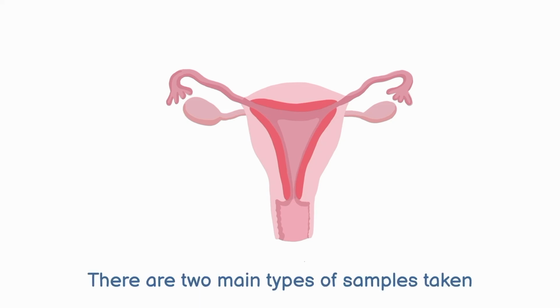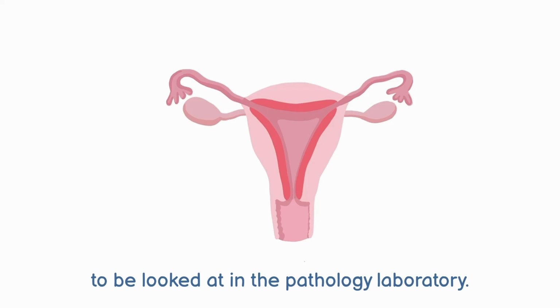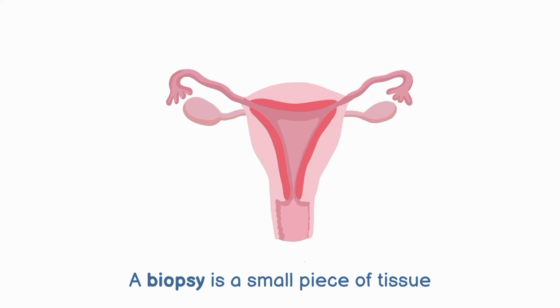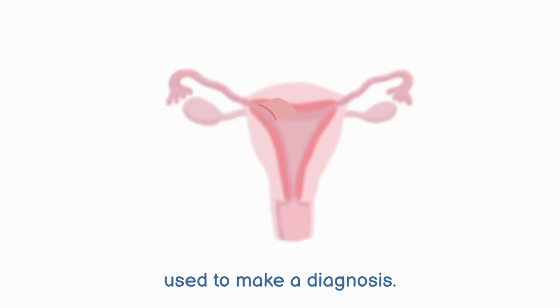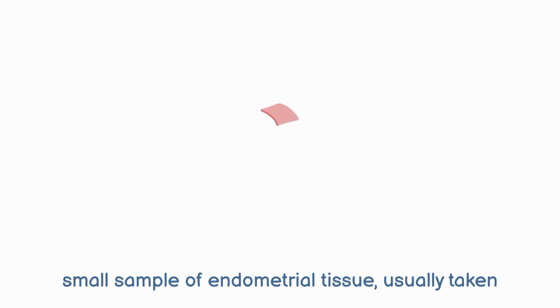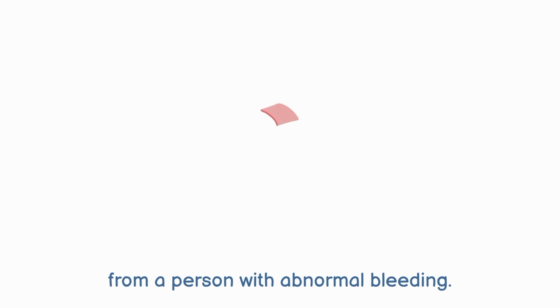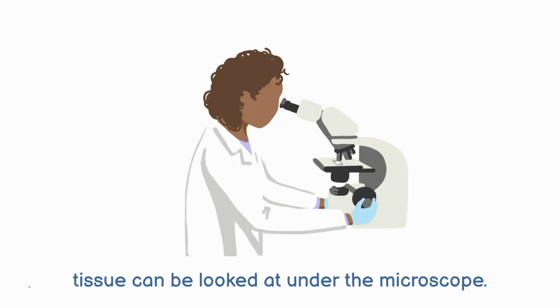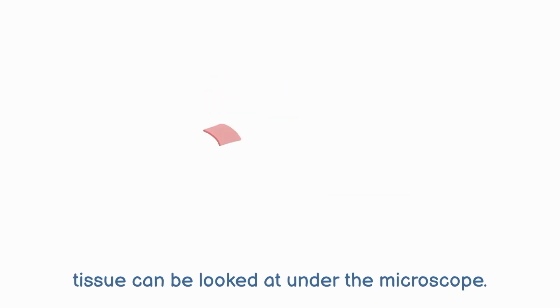There are two main types of samples taken to be looked at in the pathology laboratory. A biopsy is a small piece of tissue used to make a diagnosis. For example, an endometrial biopsy is a small sample of endometrial tissue usually taken from a person with abnormal bleeding. Since these samples are small, all of the tissue can be looked at under the microscope.